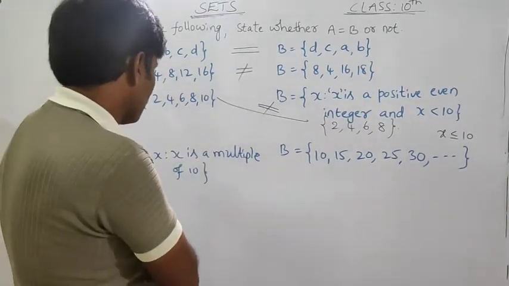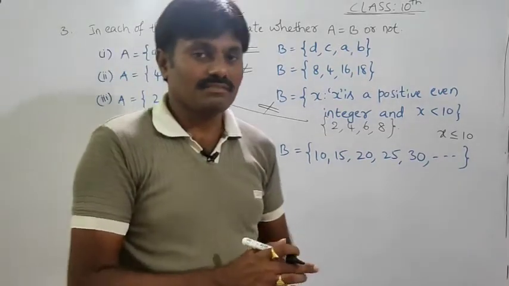Now the fourth one: x is a multiple of 10. Multiple of 10 means, what are the multiples of 10? It means you have to read the 10 times table.